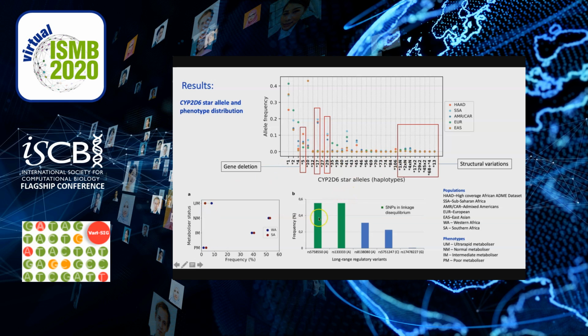We also see a contribution by the long-range regulatory polymorphisms, and these two, for example, are in linkage disequilibrium, and they are located about 100,000 base pairs away from the CYP2D6 gene.